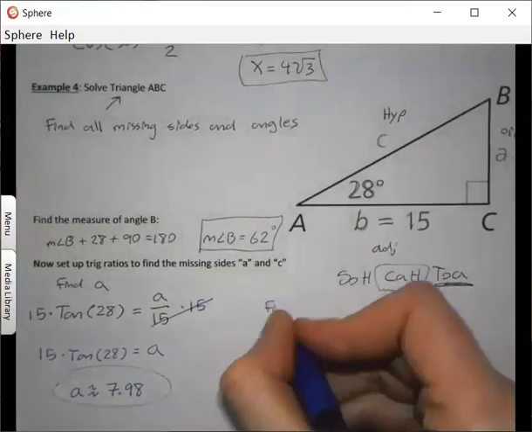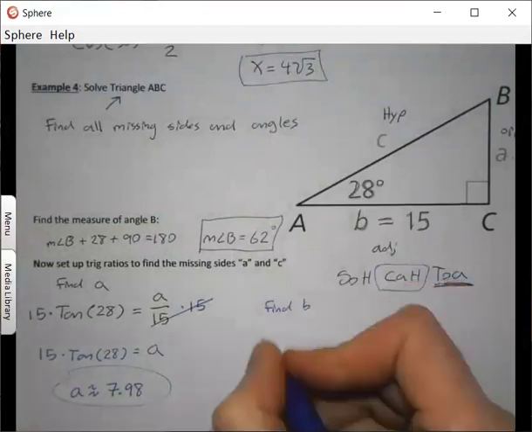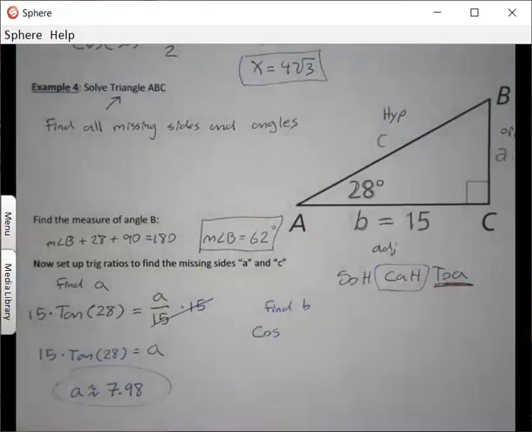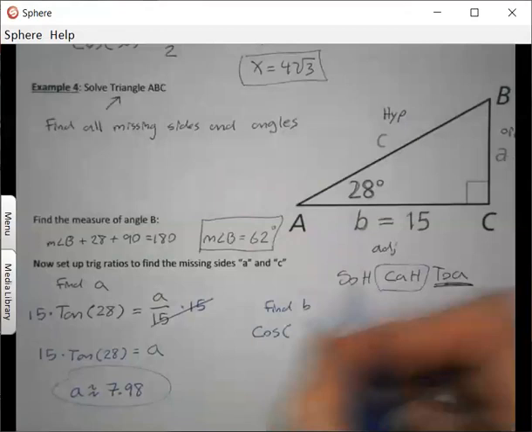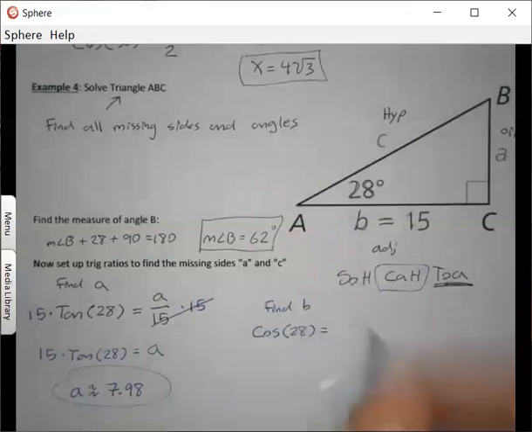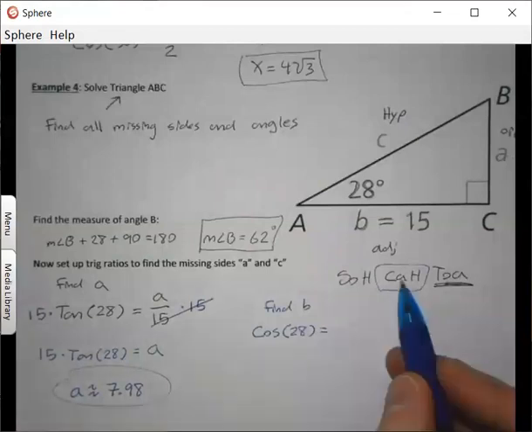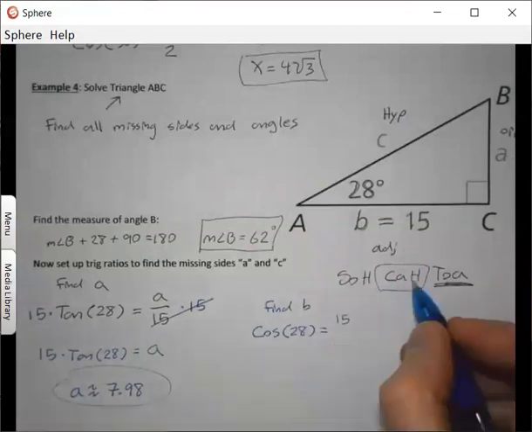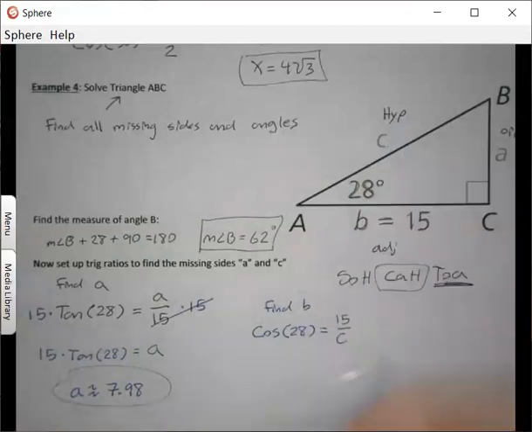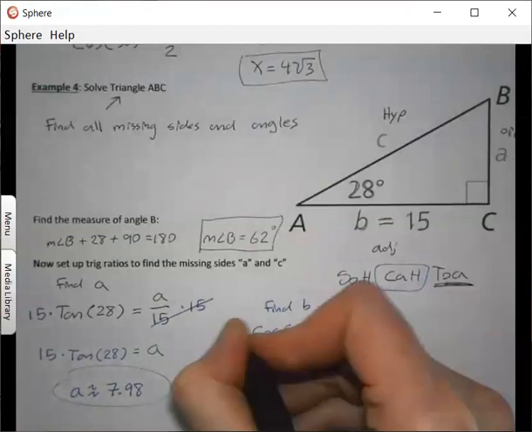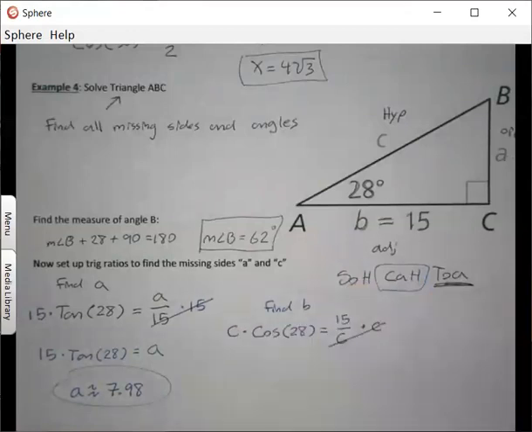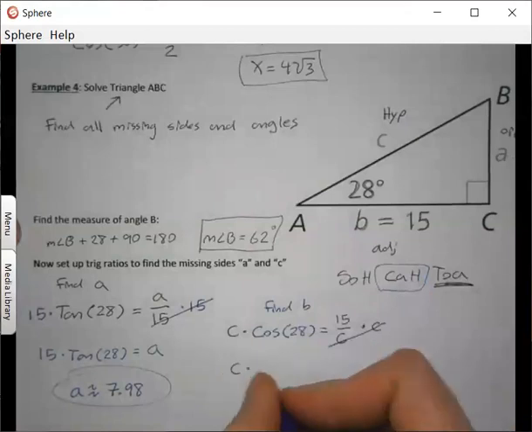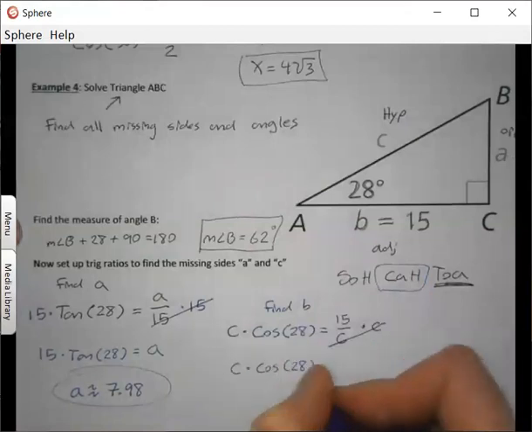So if we're going to find C, we're going to do the cosine of my angle will be equal to adjacent, which is 15, over hypotenuse, which we don't know, that's C. Okay, so we want to solve for C. We're going to start the same way. We're going to multiply both sides by the denominator. So multiply both sides by C. And we'll have C times cosine 28 equals 15.